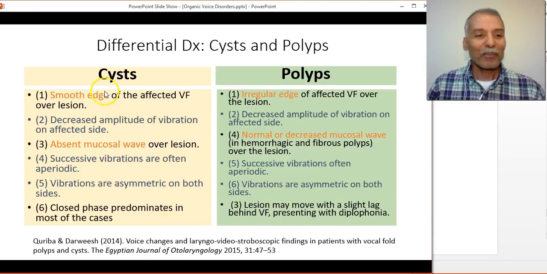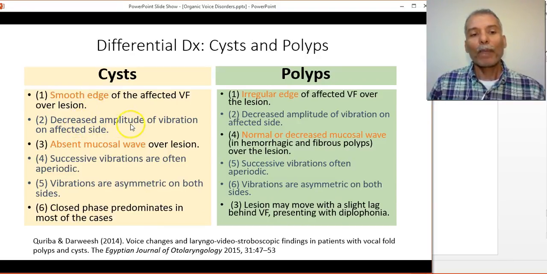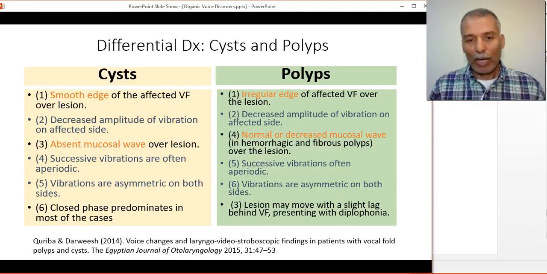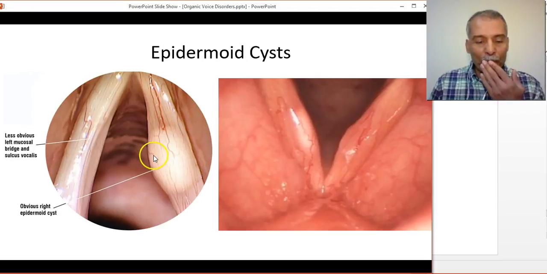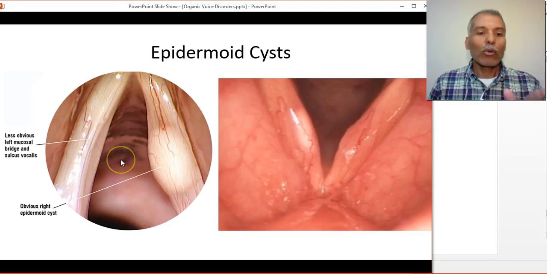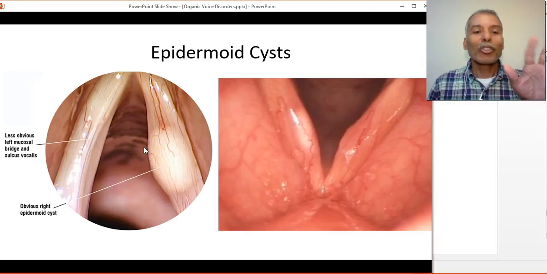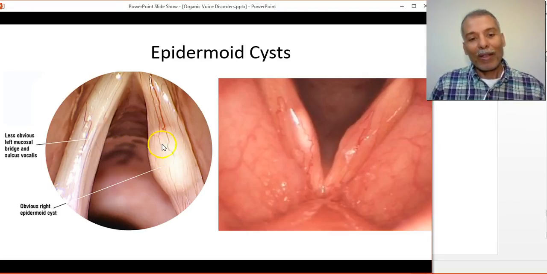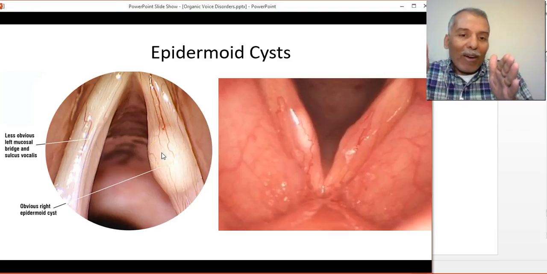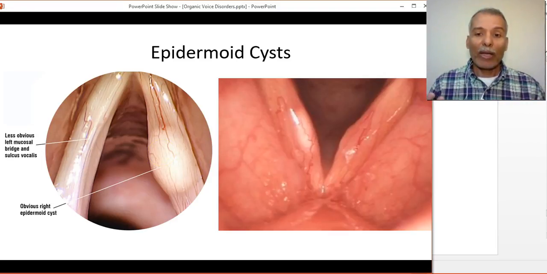So to remind you, the cysts have decreased amplitude of vibration, which means, let me go back here. Let's say here's a cyst, and when the vocal folds come together, they are going to close faster. Supposedly, of course, there will be gaps and stuff, but the closing phase will be shorter. And when you open, the affected vocal fold can't be displaced as far away as it should, so you can get more air in.